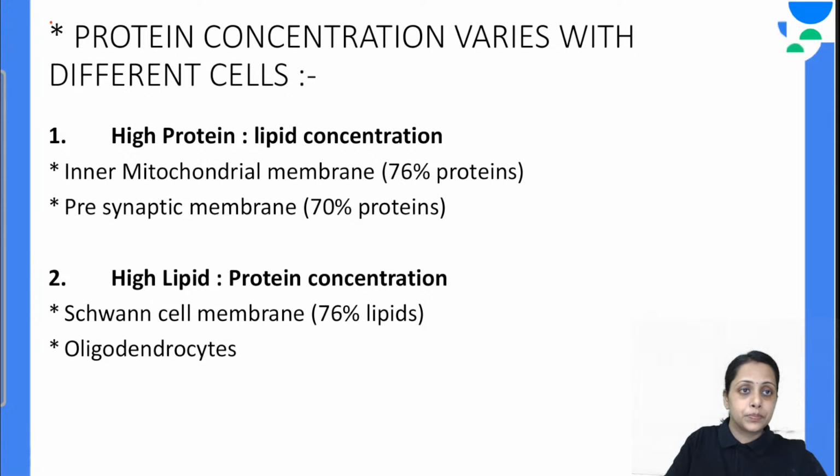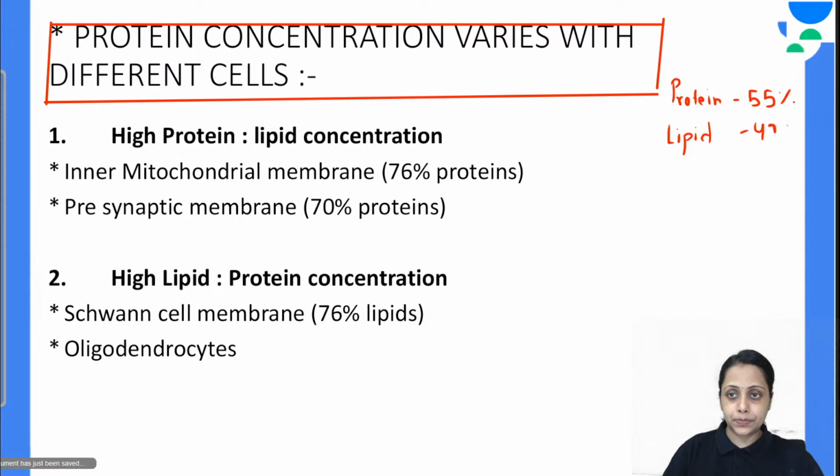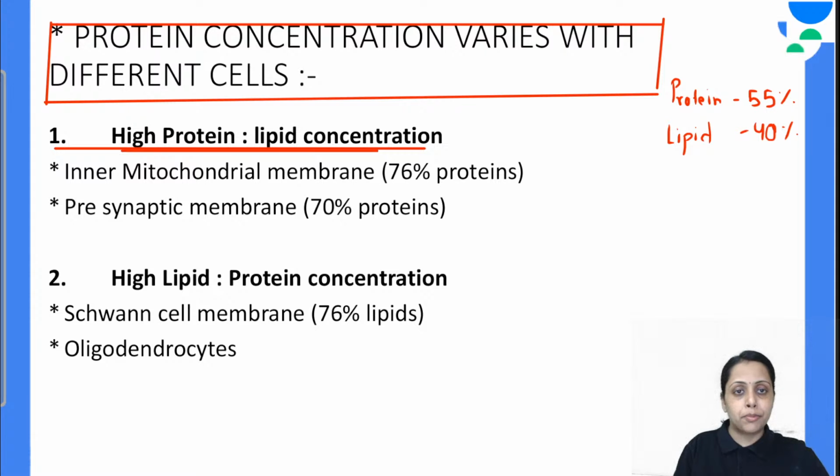So moving further, protein concentration varies with the different cell. Normally the protein is 55% while lipid is 40%. Okay? But there are some membranes which are exceptions. There are some membranes that consist of high protein concentration, and in that we have the inner mitochondrial membrane that consists of 76% protein. Our presynaptic membrane consists of 70% protein.